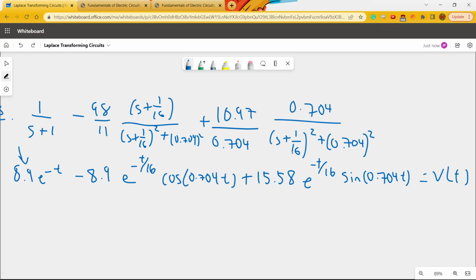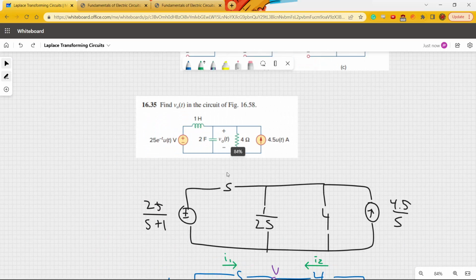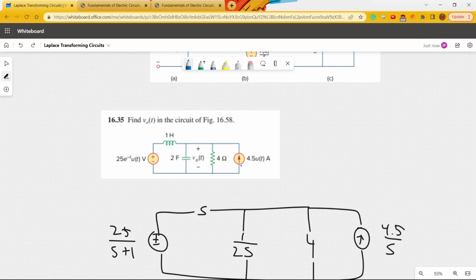Now we can do a quick check to see if this is right by plugging in t equals 0 and t equals infinity and seeing what we get. At t equals 0, this is 8.9 and this is negative 8.9, so this just goes to 0 because the cosine is 1. But at t equals 0, the sine goes to 0. So we have v is 0, and we remember in the original form of the circuit, the initial voltage is supposed to be 0.